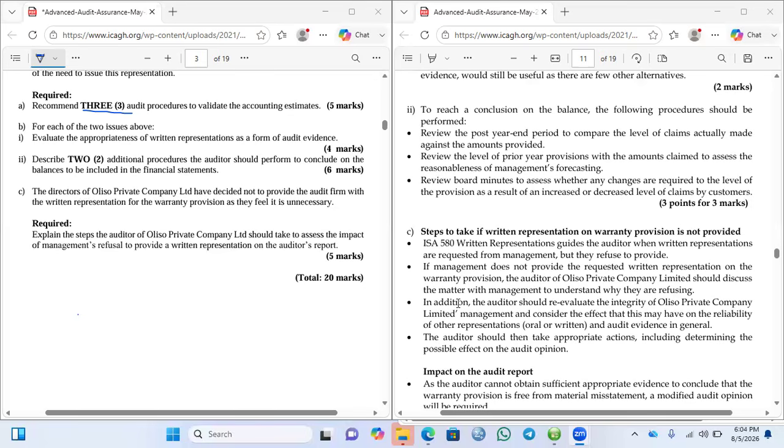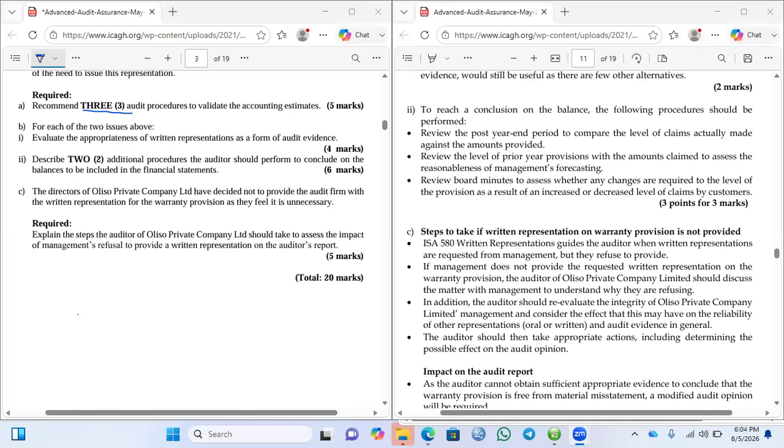In addition, the auditor should re-evaluate the integrity of Oliso Private Company Limited management and consider the effect that this may have on the reliability of other representations and audit evidence in general. So they should re-evaluate the integrity of the management. The auditor should then take appropriate actions, including determining the possible effect on the audit opinion. Okay.